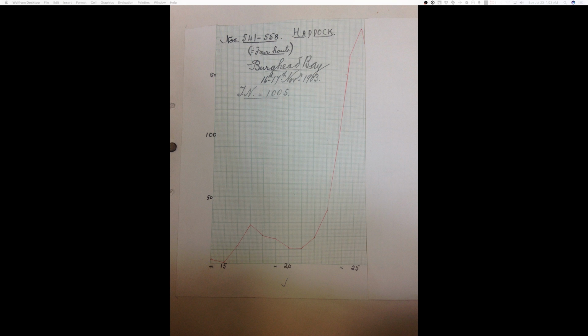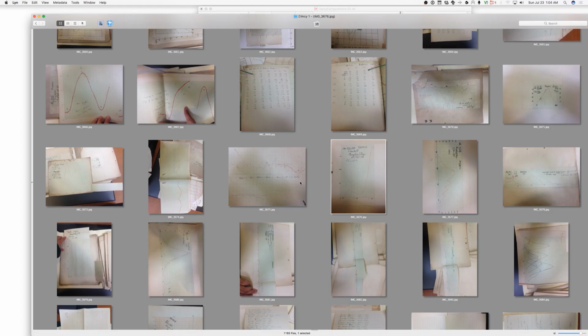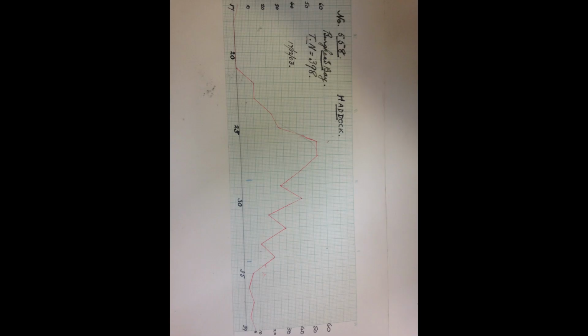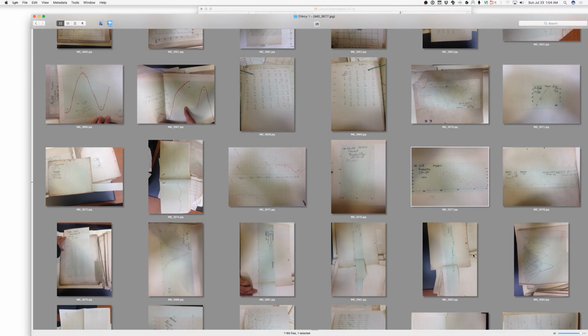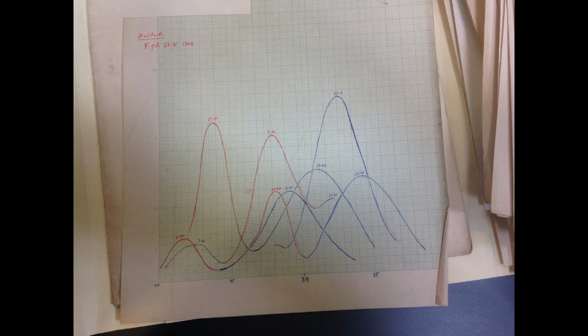Let me see what these are. More haddock. So what was he trying to work out here? So this is probably the size of the catches. Maybe as the... let's take a look here. What was this? Haddock. How can he think that the haddock had some kind of sinusoidal variation? That's crazy. That's just weird.